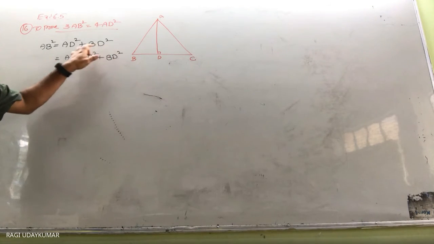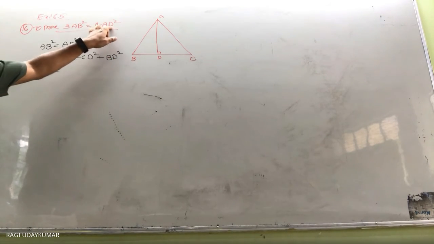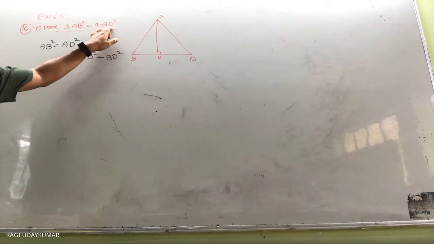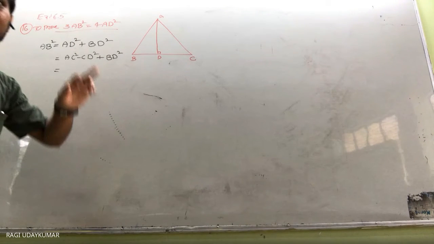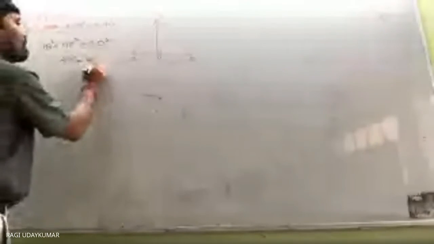Is it understood? This should be deleted because the right hand side has AD, and it is asking us to prove that. We should not go the same way. If you are doing like this, it is wrong. What is required to prove: AD square is given and here BD square is given. So BD should be replaced with what? Half of the BC, so BC by 2 whole square.